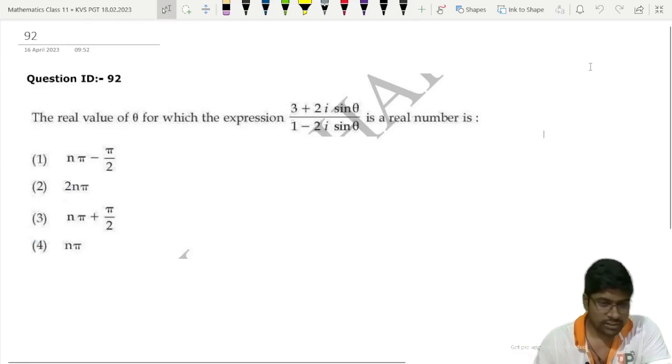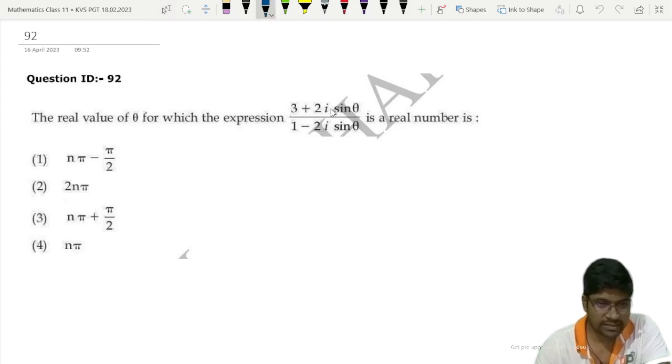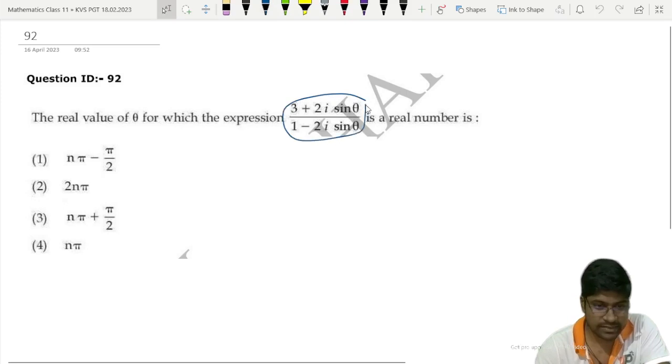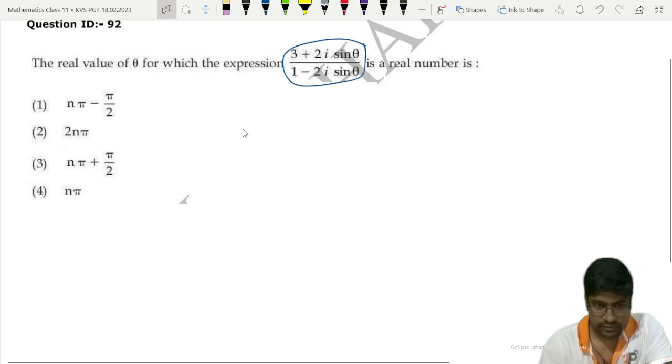Now this question is also from complex numbers. We have to find the real value of theta for which the expression is a real number. For that, first we will write this big expression in the form a plus ib. That is the trick. First of all we have to write this in the form a plus ib.